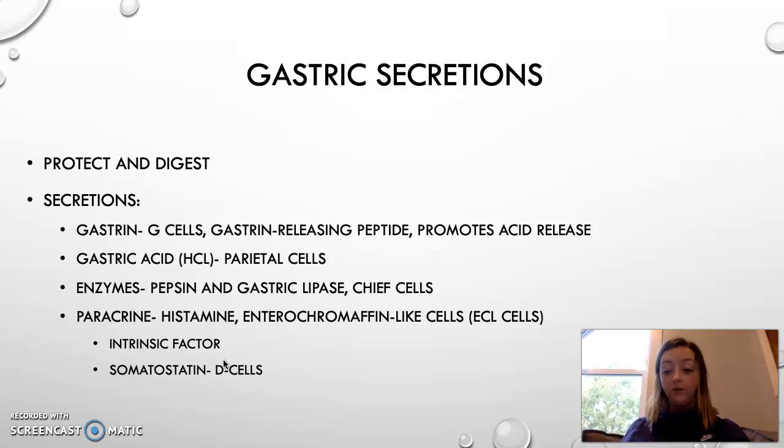And I'd like to point out that that is a connection to the last part of digestion, the intestinal part of digestion. So that's where some of the connections come from with the different phases of digestion. And finally, somatostatin is secreted by D cells as a part of the negative feedback cycle for the gastric phase of secretion.